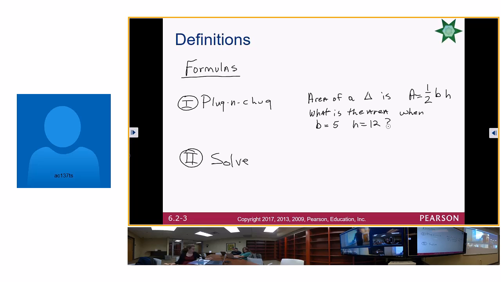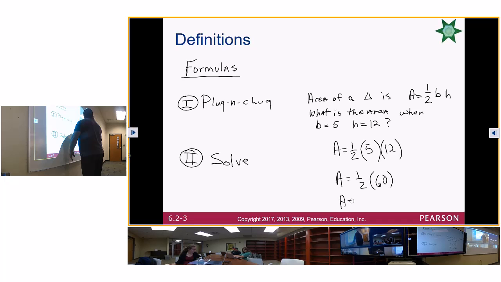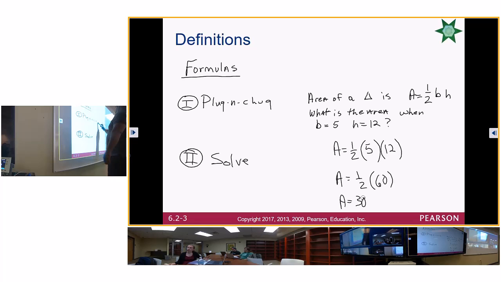So all you do is A is equal to 1/2 times parentheses times parentheses. 5 goes here and 12 goes here. What's 5 times 12? Everybody should know 5 times 12 in their head is 60. And what's half of 60? 30 square feet or whatever, square meters, square inches, whatever. That's a plug and chug.